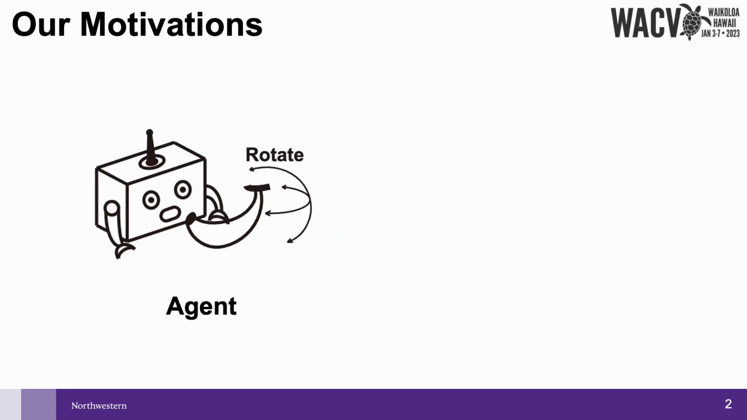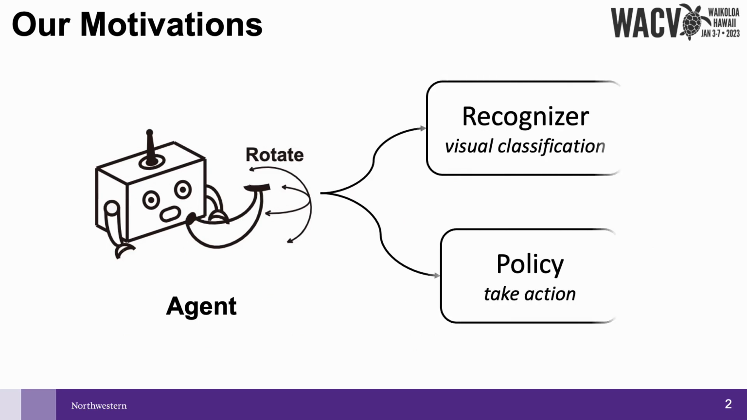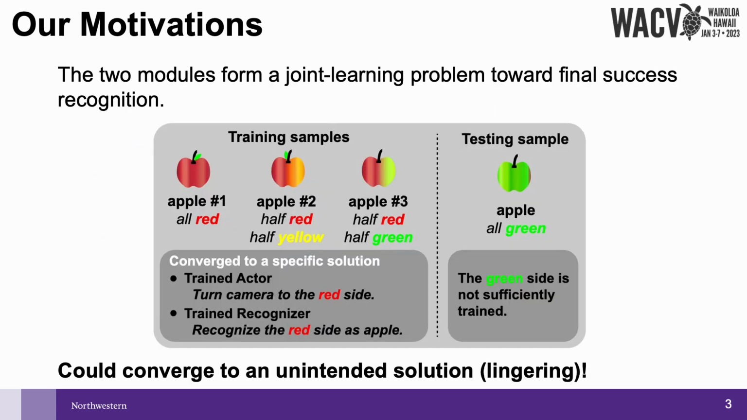In other words, the agent needs two modules to achieve active recognition: the recognizer to give the final class prediction, and the policy part to choose the next action to take. An effective action could lead to a more discriminative view to classify the target object. However, the training of two modules together leads to a joint learning problem.